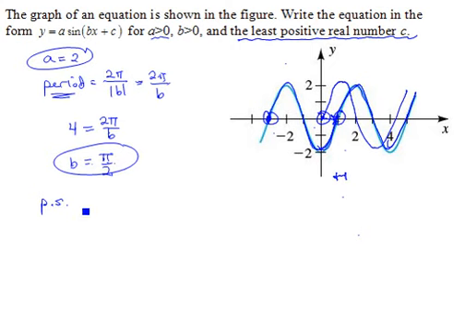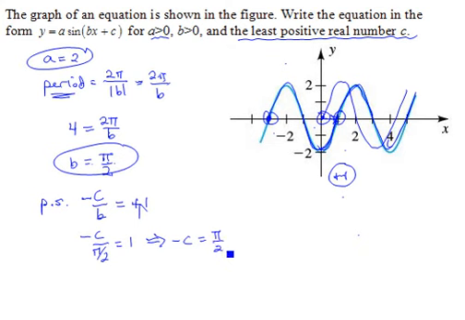The phase shift in all cases can be found by doing -c over b, and c is to be a positive number. Now let's try the phase shift of +1 that we found before. If -c over b equals +1, and b is pi over 2, then if I multiply both sides by pi over 2, I see that the opposite of c is equal to pi over 2, so c is going to be negative pi over 2, and that doesn't satisfy the conditions. So +1 isn't the correct phase shift to use. That was a bad choice.